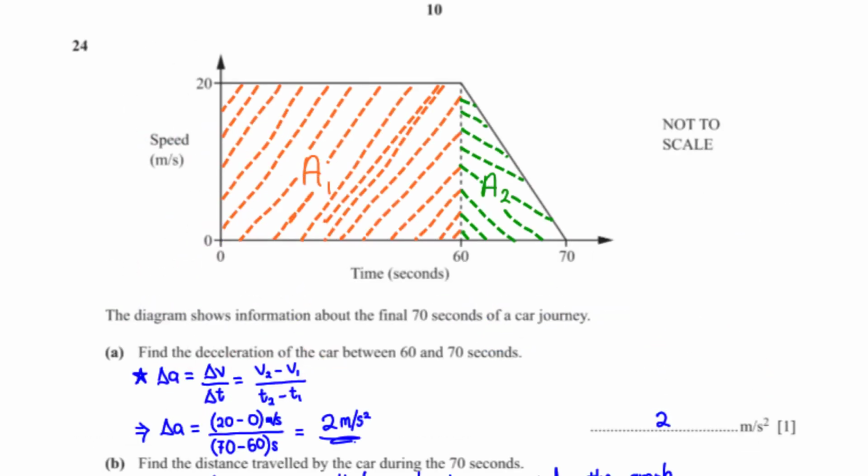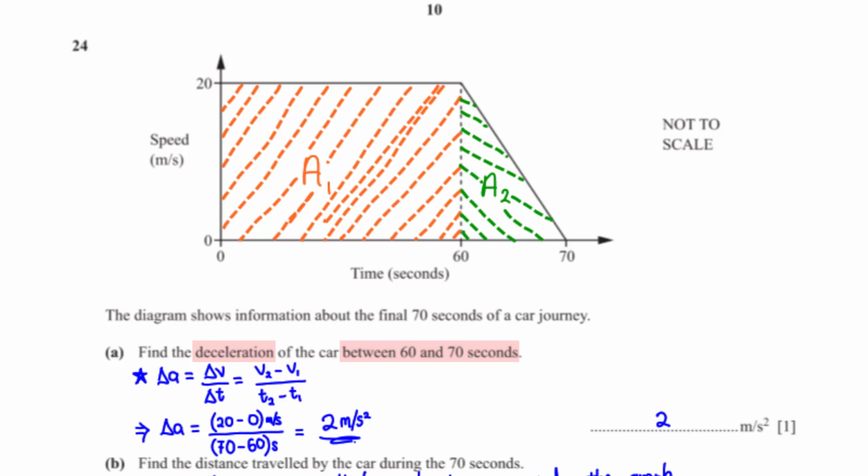The diagram shows information about the final 70 seconds of a car journey. Find the deceleration of the car between 60 and 70 seconds. So deceleration and acceleration are basically the same thing. The only difference is when a car is decelerating, its speed is decreasing, and when a car is accelerating, its speed is increasing. So we can use the same formula we use to find acceleration to also find the deceleration of the car.